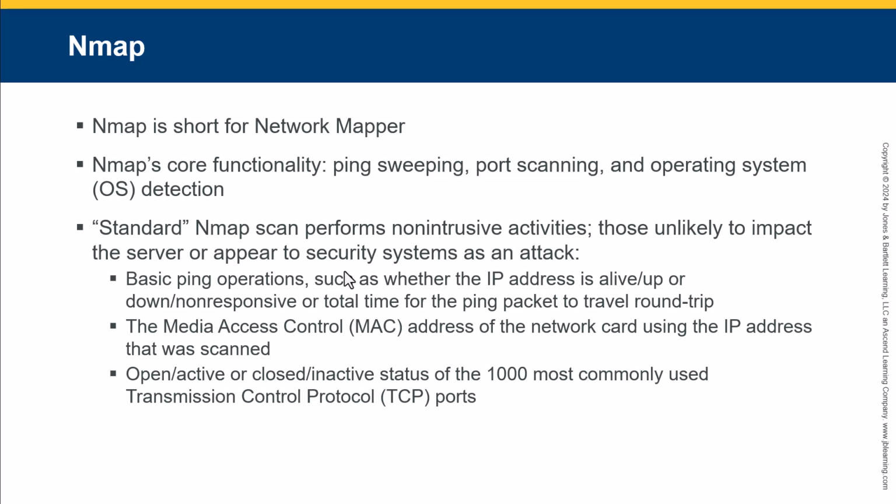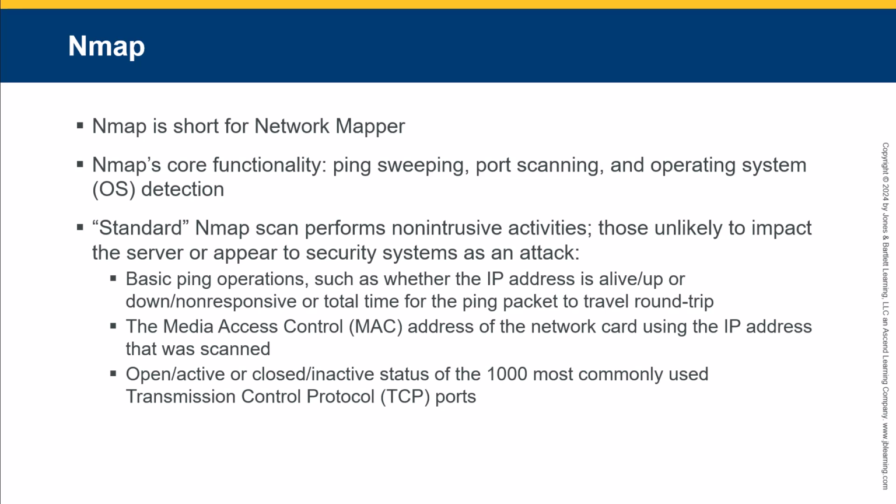So Nmap tries to do a basic ping operation, whether it's an IP address, seeing if it's up, active, alive, and the response time. It could be resolving MAC addresses, and checking the communication status of the ports. Are they open, active, closed, inactive? And the status of the 1,000 most common TCP ports. That's just a basic scan, nothing super in-depth, but Nmap you can fully customize to do whatever you need it to do.